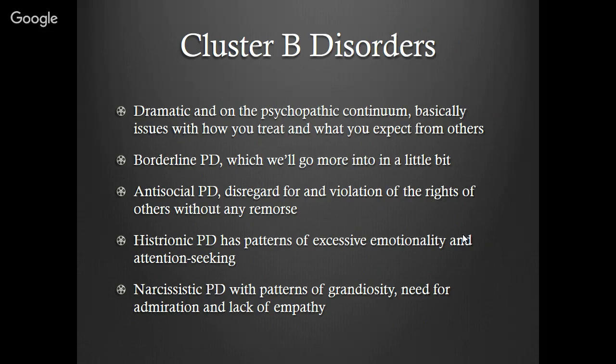Okay. Cluster B is a bit more dramatic, psychopath continuum. And so there is just with how you treat people or how you deal with how people treat you. So we'll go into borderline in a bit, but the other three we'll do first. So antisocial is basically just being a massive dude. So disregarding and violating the rights of others without any remorse. Histrionic is when you just go ape shit all the time. And then narcissistic is where you think you're awesome again, which we've already talked about a bit.